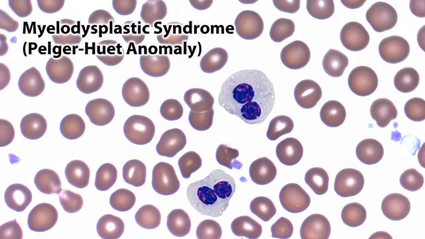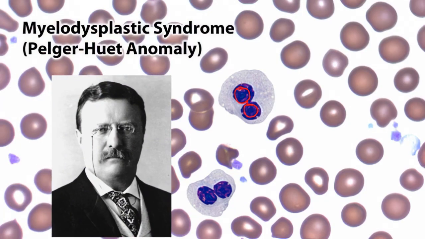Now, you might want to be able to recognize this pseudo-Pelger-Huet anomaly on the peripheral smear, where the neutrophils have nuclei with two lobes that are connected by a thin strand, so that the nucleus looks like the old-fashioned pince-nez glasses that just pinch the nose like Teddy Roosevelt wore.